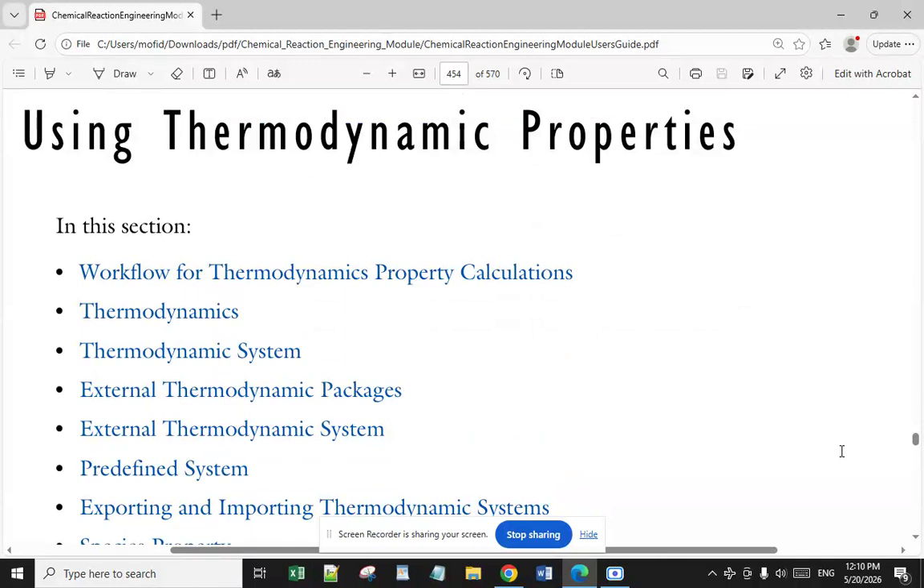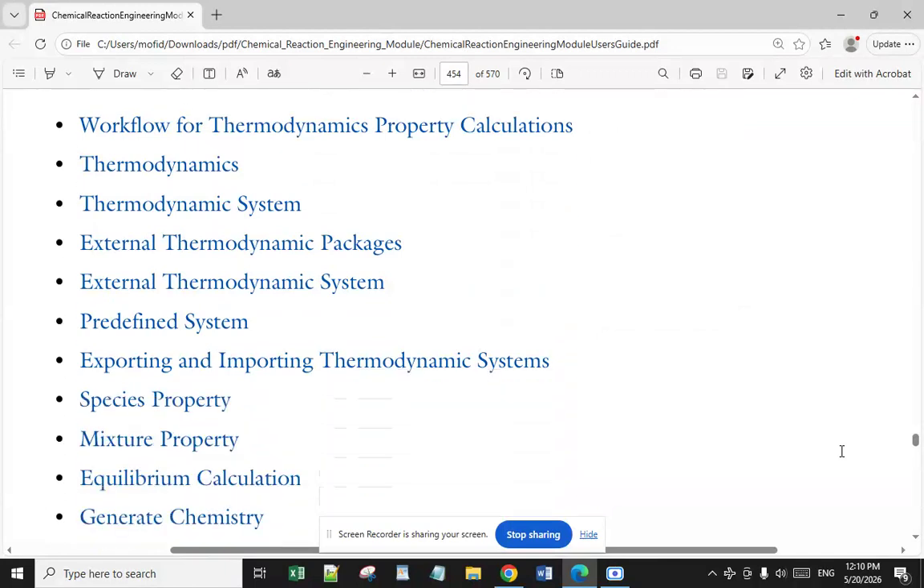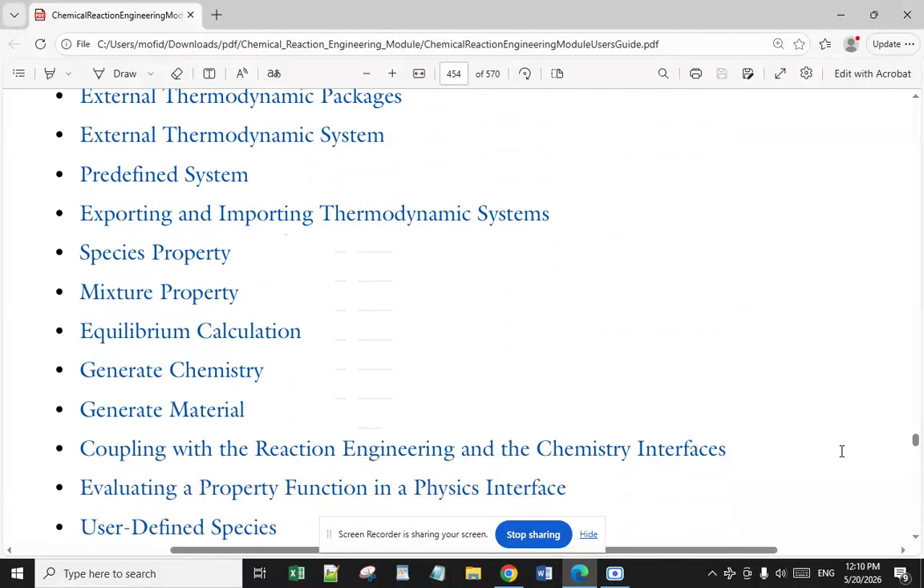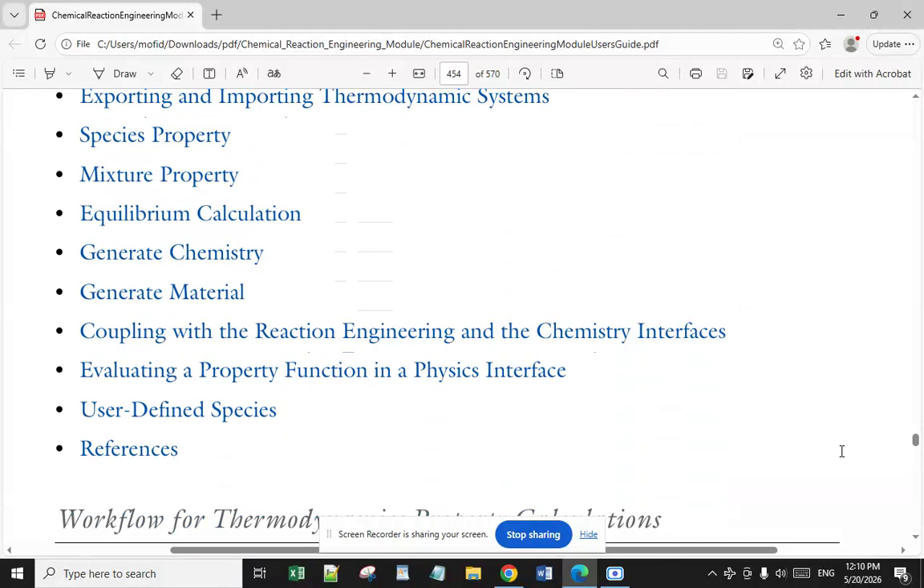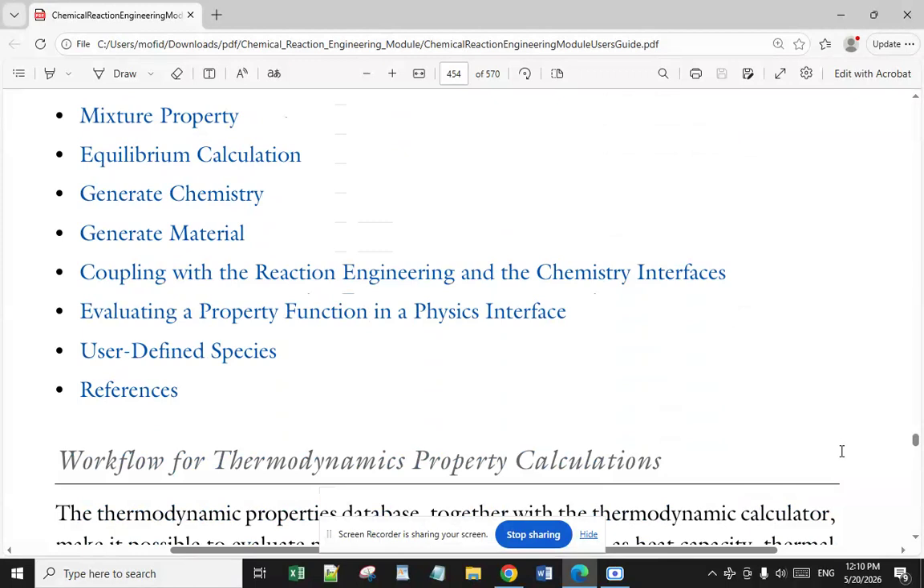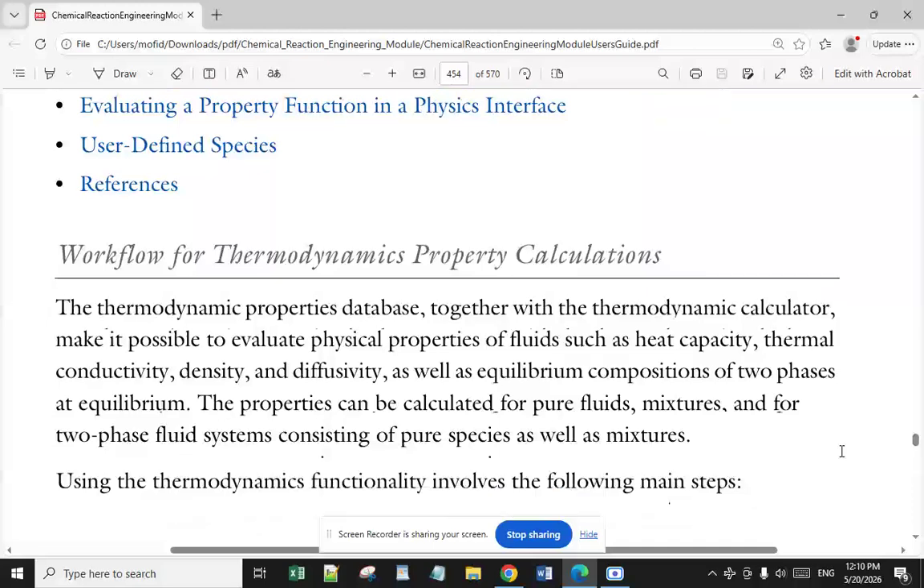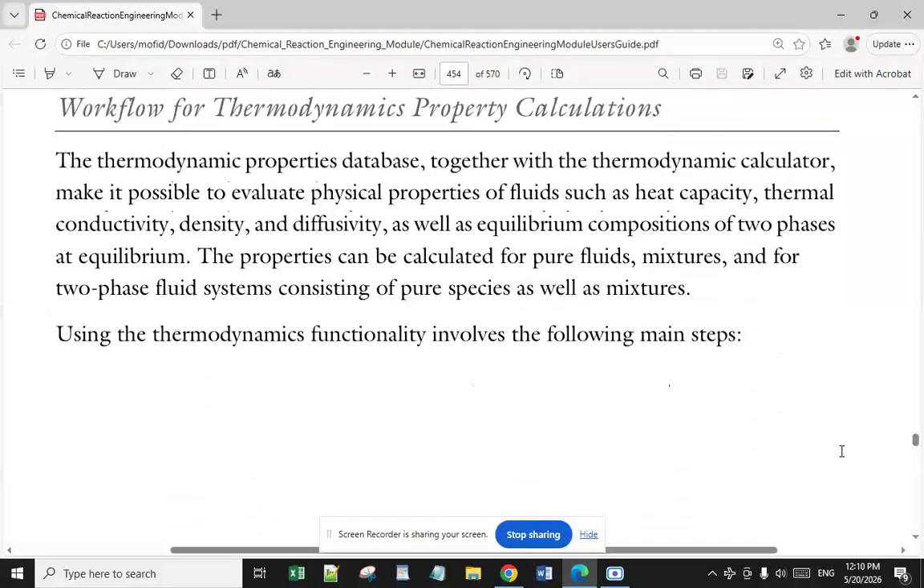In this section, we want to go through the workflow for thermodynamic properties calculation, thermodynamic system, external thermodynamic package, external thermodynamic system, predefined system, exporting and importing thermodynamic systems, species property, mixture property, equilibrium calculation, generic chemistry, generic material, coupling with the Reaction Engineering and Chemistry interfaces, evaluating a property function in a physics interface, and user-defined species references. Now I want to go through the workflow for thermodynamic property calculations.